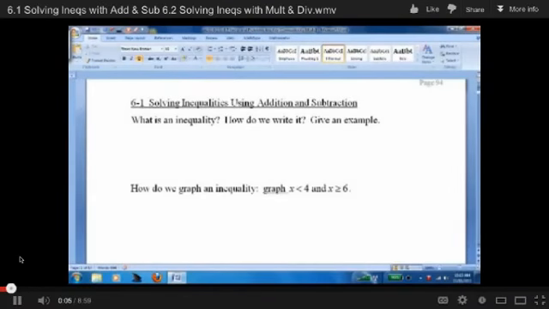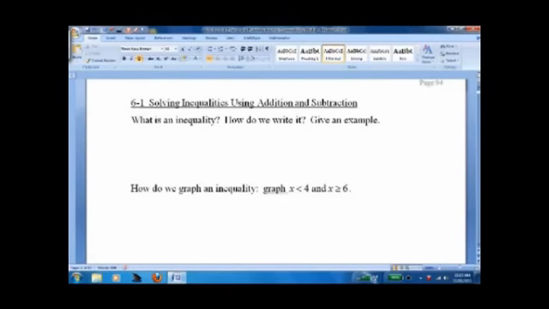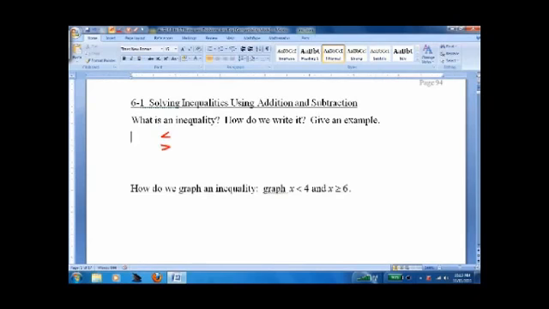Today's lesson, solving inequalities using addition and subtraction, and then soon enough we'll get into multiplication and division. So what's an inequality? Well, these are the signs: less than, greater than, less than or equal to, greater than or equal to. You've seen these before, but now we're actually going to play with them much more.